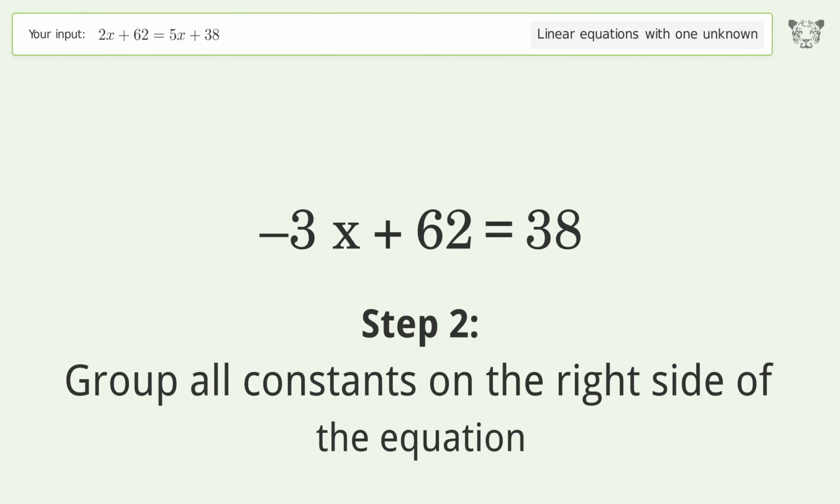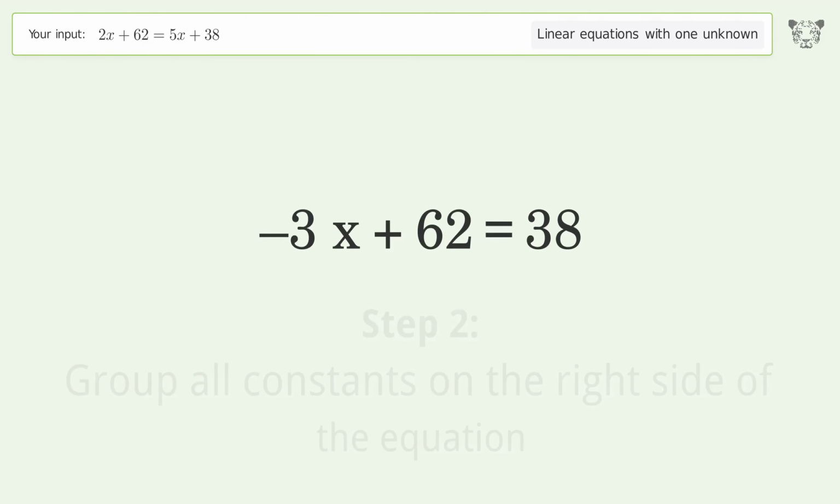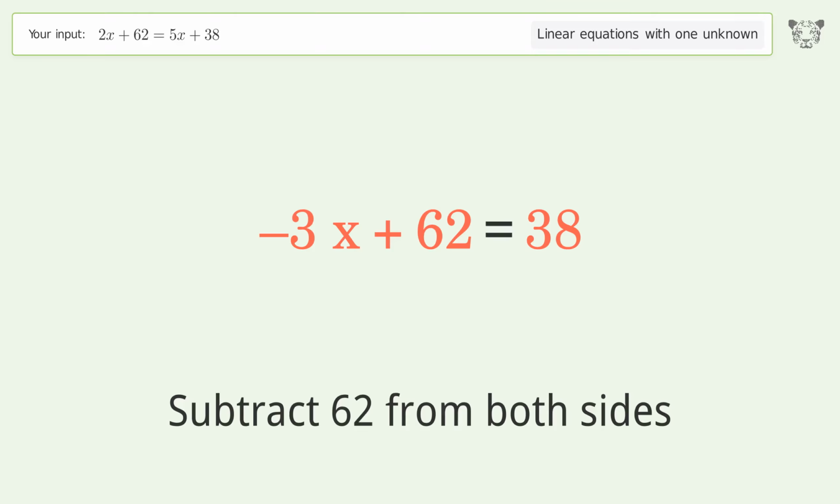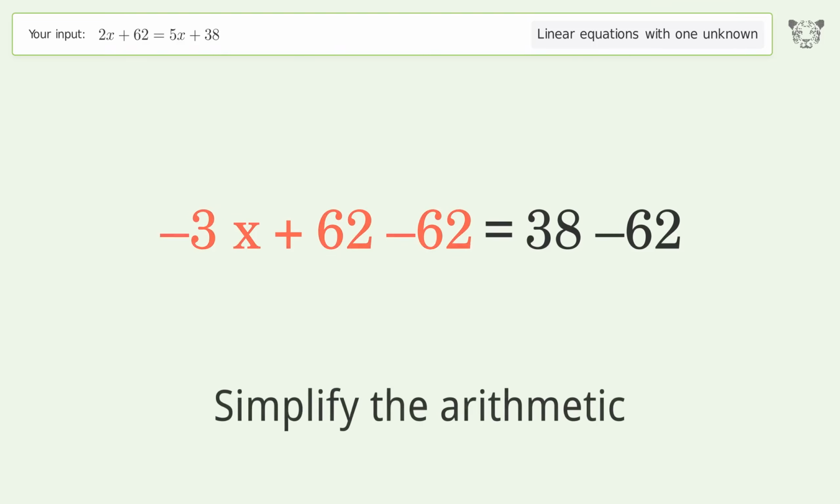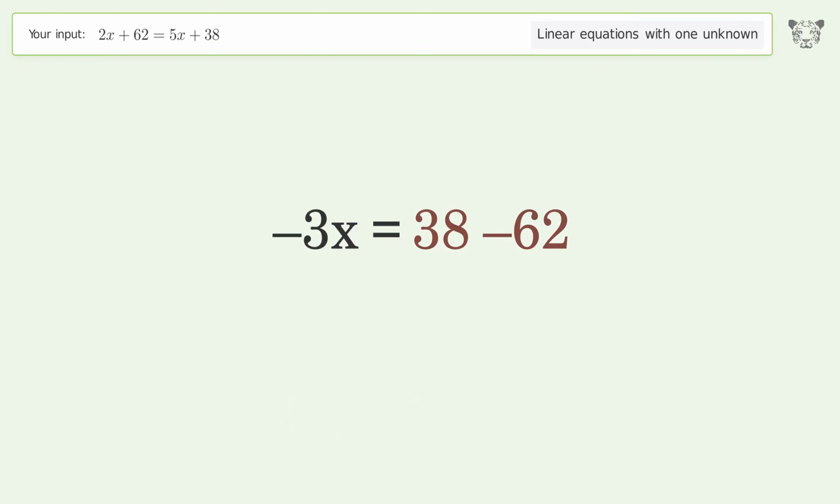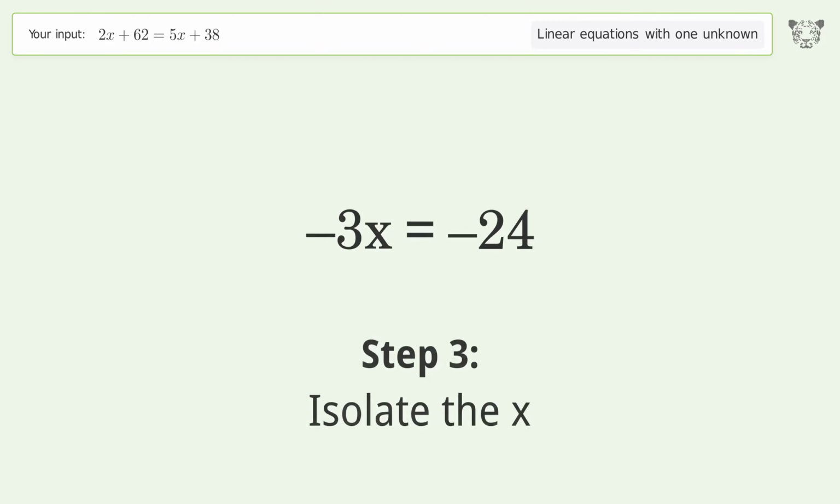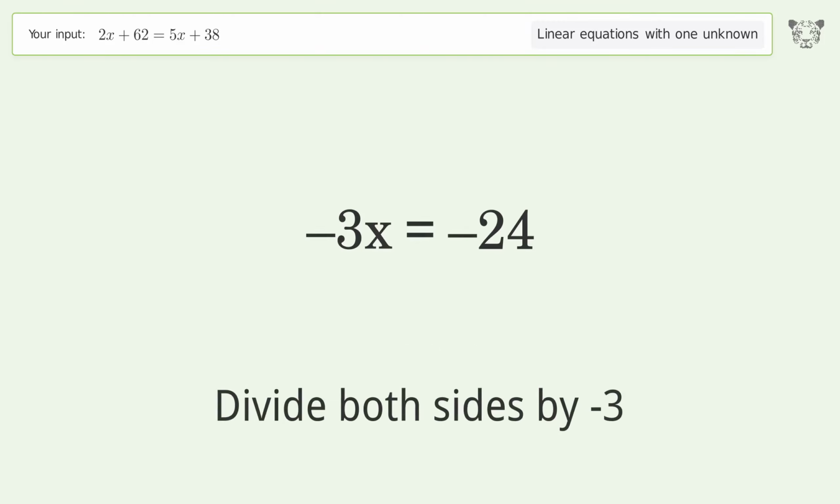Group all constants on the right side of the equation. Subtract 62 from both sides. Simplify the arithmetic. Isolate the x. Divide both sides by -3.